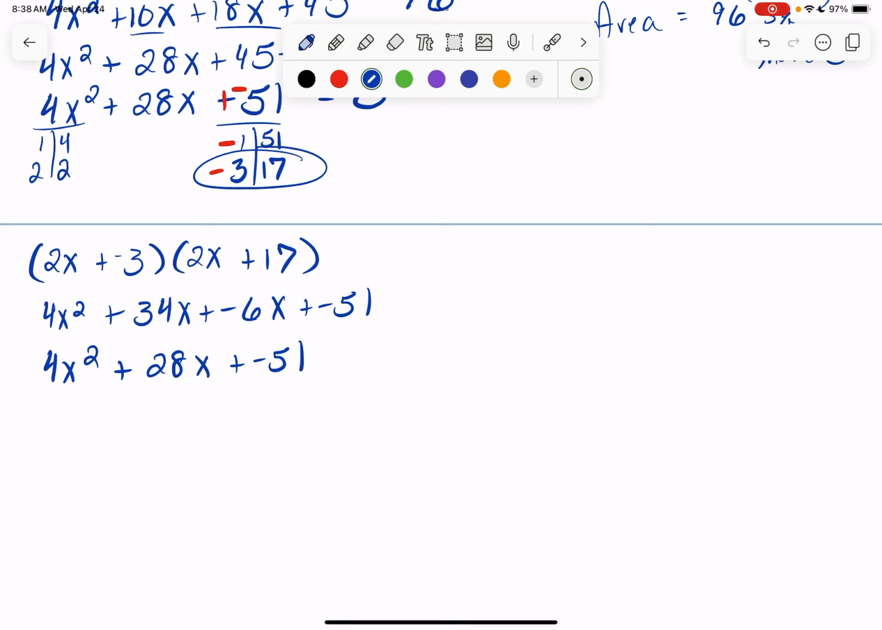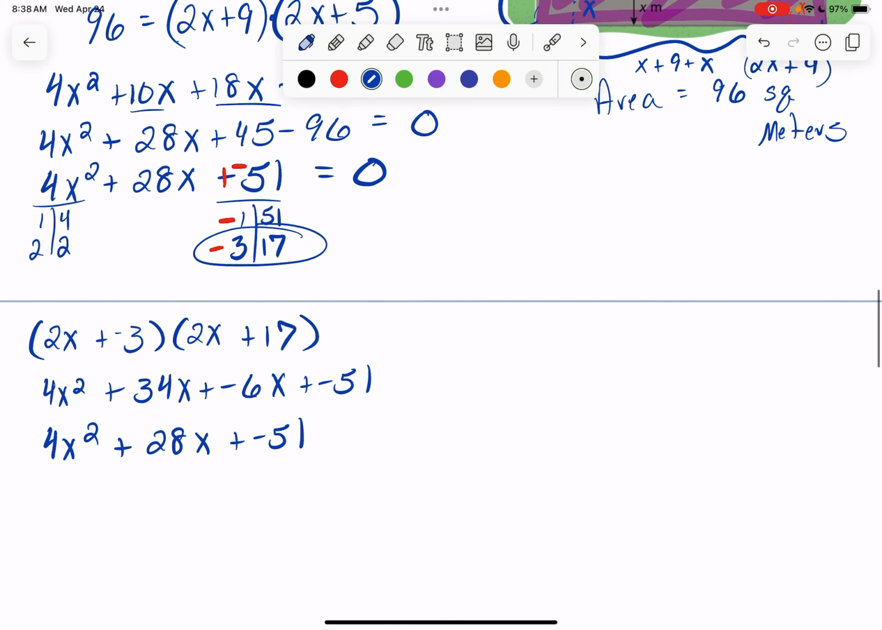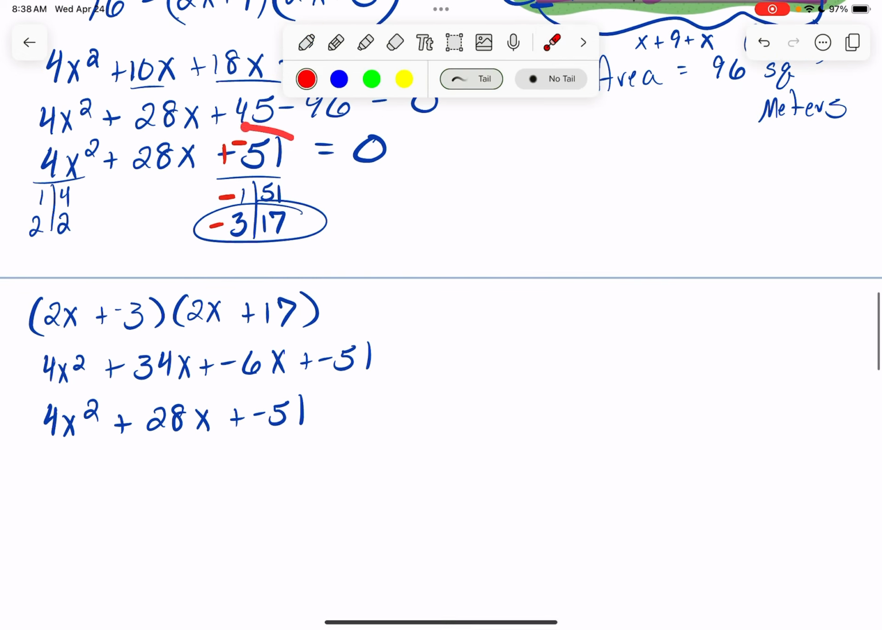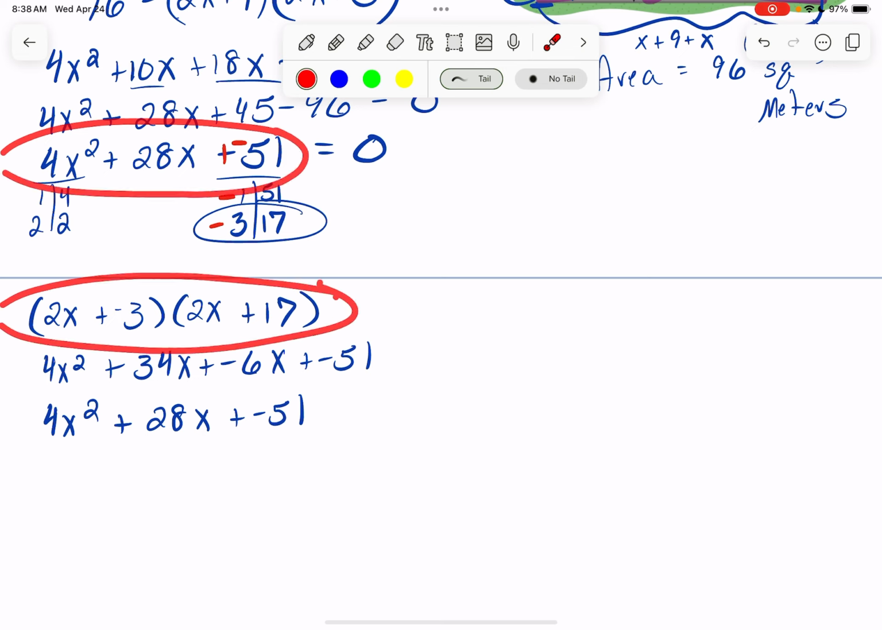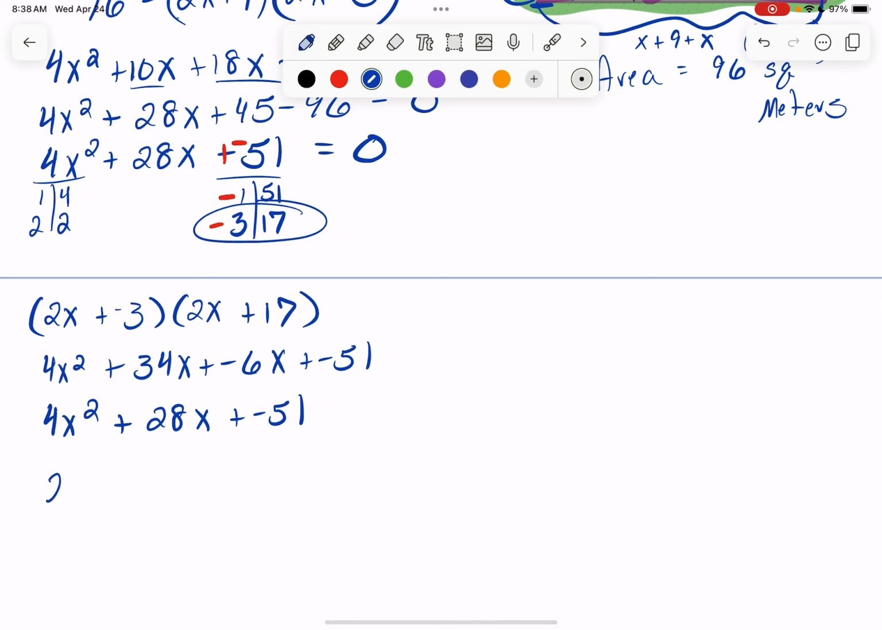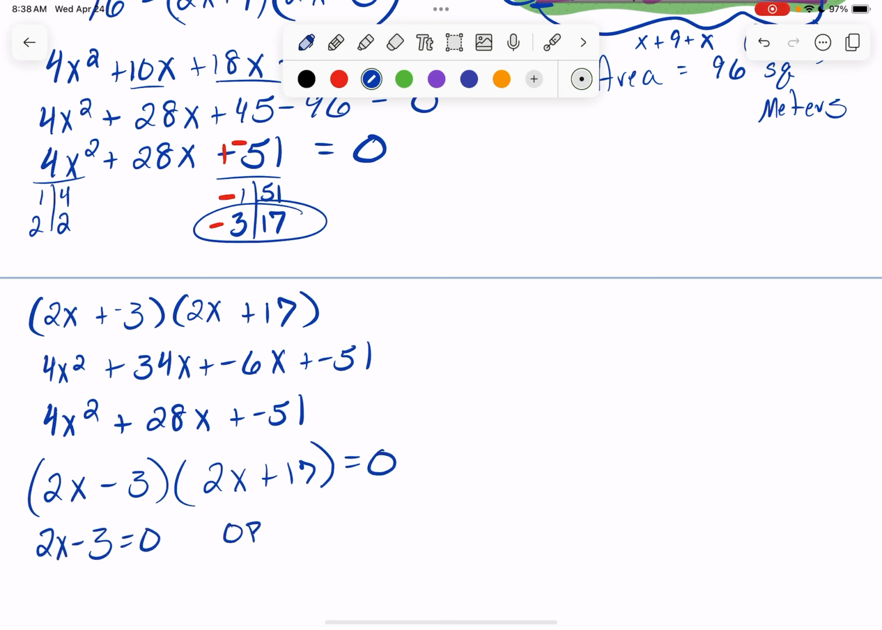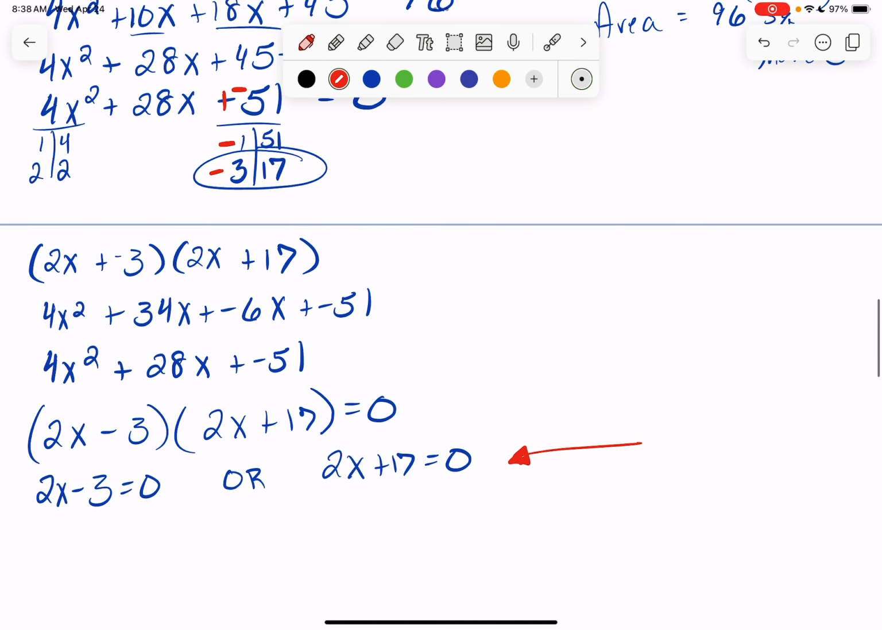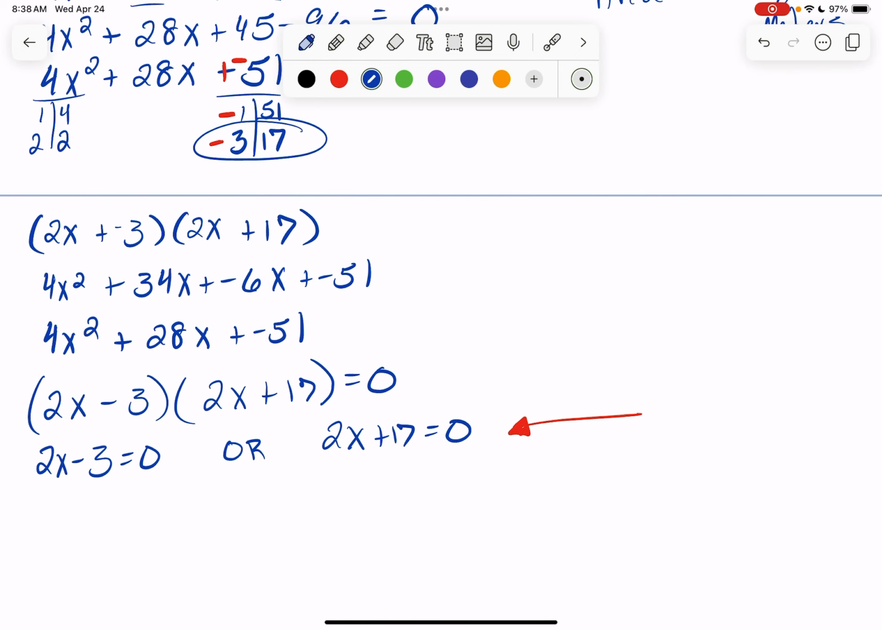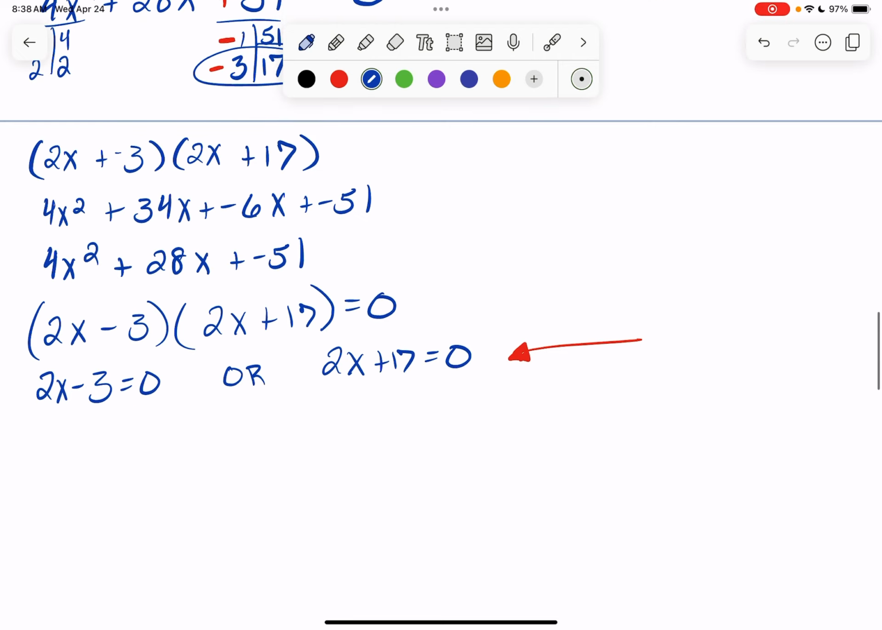All right, so here we're not done. We just found the factors. So now I know that this factors into this. Now I have to set each of these equal to 0. So 2x minus 3 times 2x plus 17 equals 0. Now I set each factor equal to 0: 2x minus 3 equals 0, or 2x plus 17 equals 0. I need to see this step in your work. I need to see that you fully understand the zero product property and what's happening. If I do not see that, I will send you back to the table and you will put that step in. So write it out.